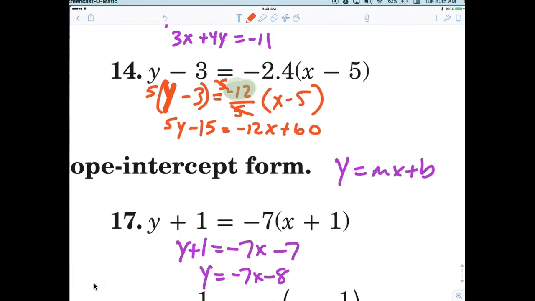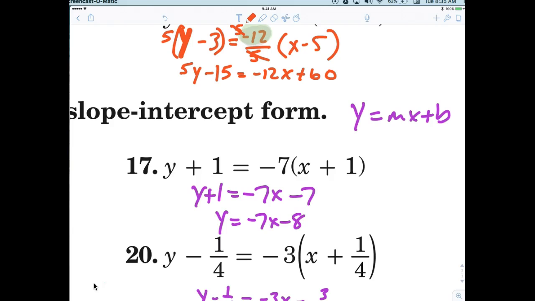And now we want the x and y on the same side, right? So it'd be 12x plus 5y equals 75. Maxine, I can't help you unless you say something and speak up. No more excuses. You're too smart. Why would it be 75 because it's negative 15?